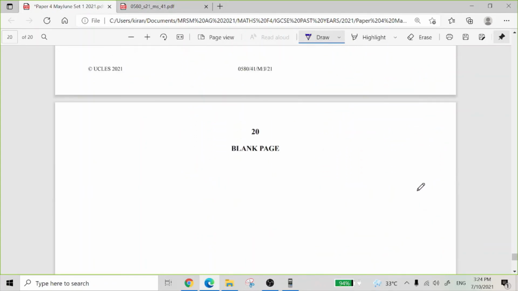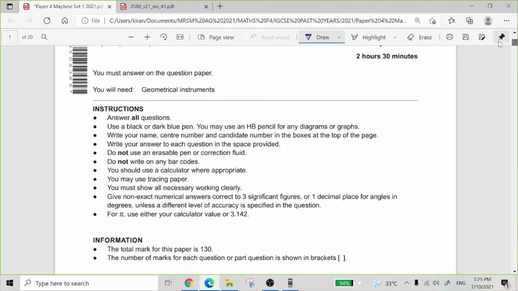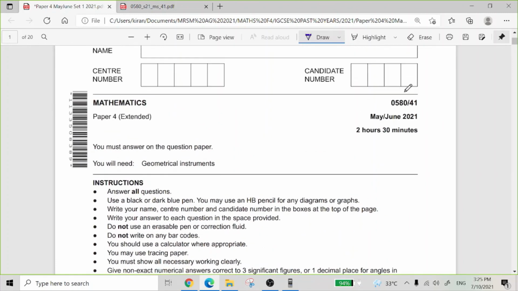Okay, that's all for paper 4, May June 2021, Set 1. Okay.